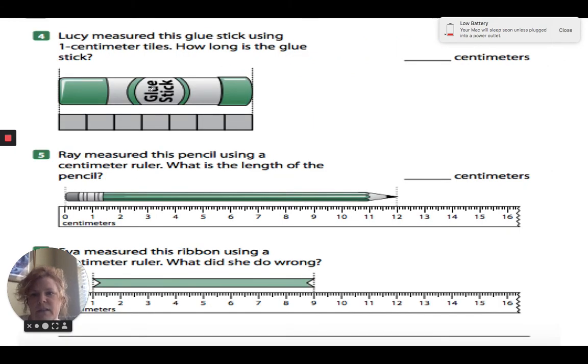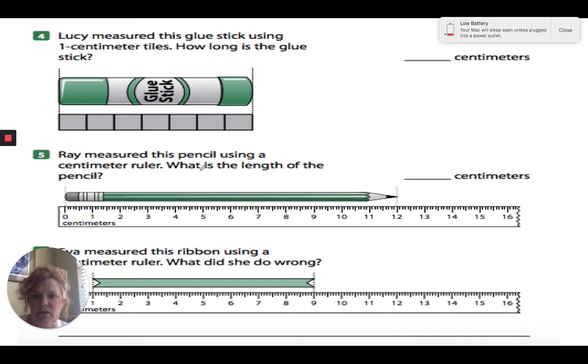All right, so Lucy measured this glue stick using 1 centimeter tiles. How long is the glue stick? So here's a glue stick. These are centimeter tiles. So we have 1, 2, 3, 4, 5, 6, 7. So we have 7 centimeters there.